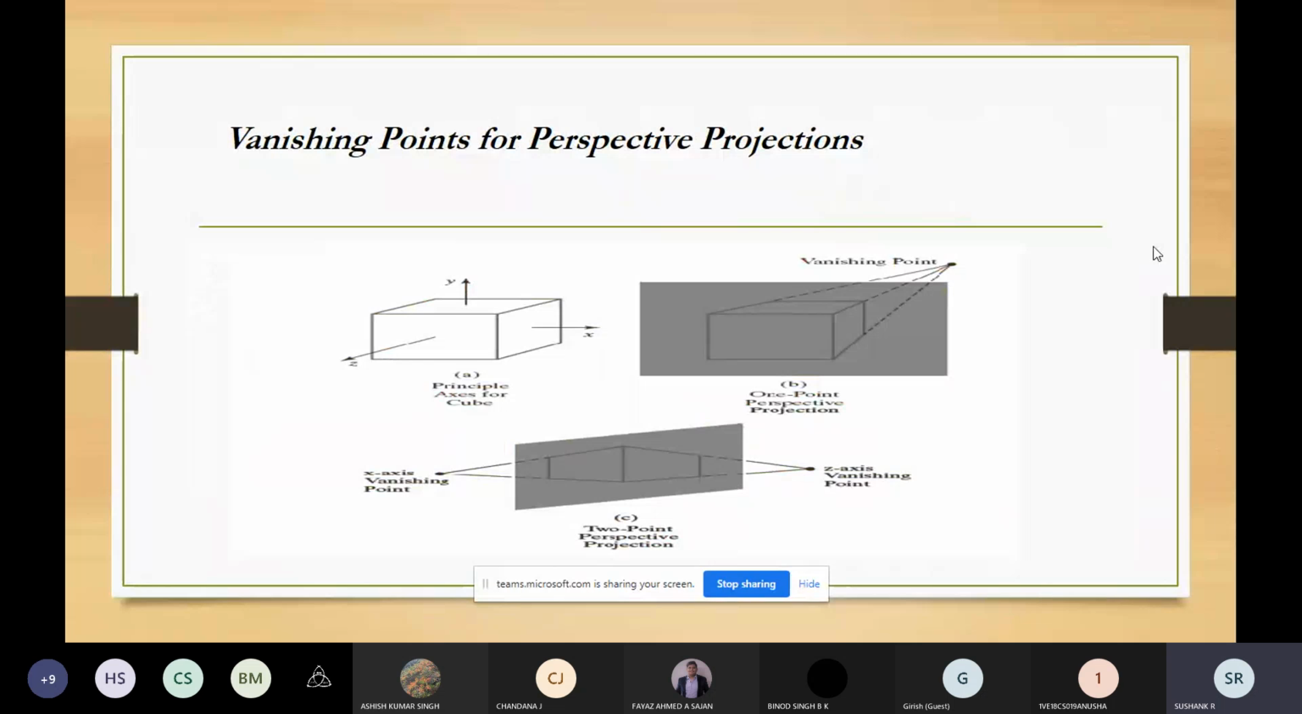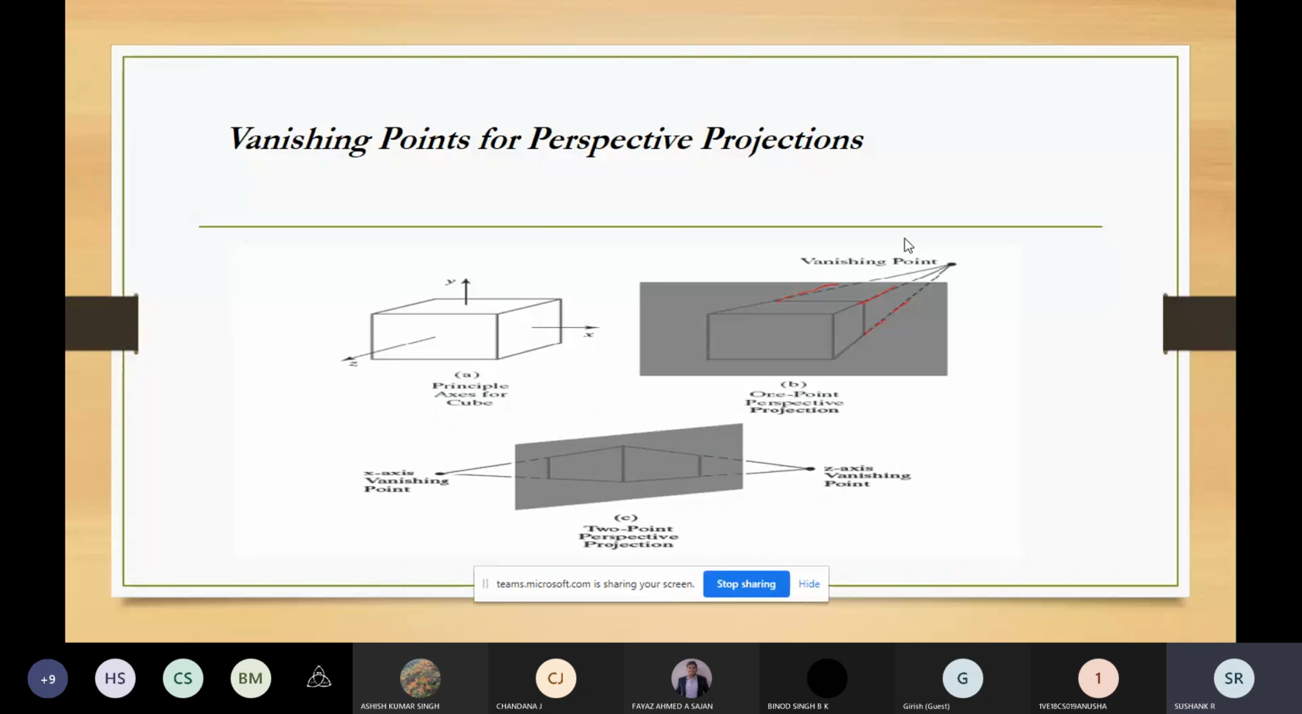Now we have come to the vanishing point. What does vanishing point mean? You can see here I'm drawing parallel lines. Here we are projecting a scene into the view plane. The lines that are parallel to the view plane will be projected as parallel lines, but the parallel lines in the scene which are not parallel to the view plane will be projected into a converging point.